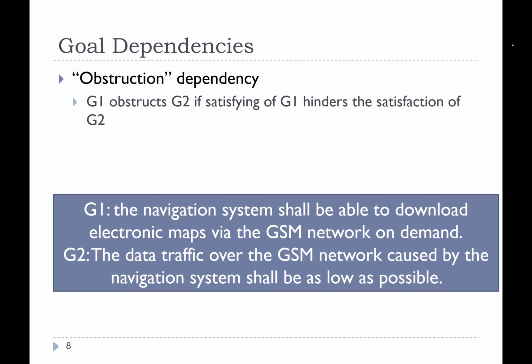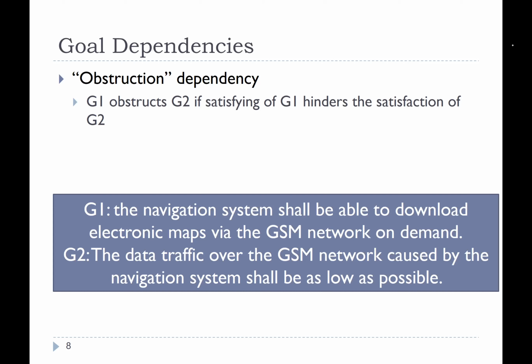Now, what that means is if G1 obstructs G2, if G1 is there, it doesn't really help my cause with G2. It doesn't mean that I cannot offer G2. It's just that I wish G1 wasn't there. So it obstructs it. And again, there's an example that you can see at the bottom. You can read that in your own time.